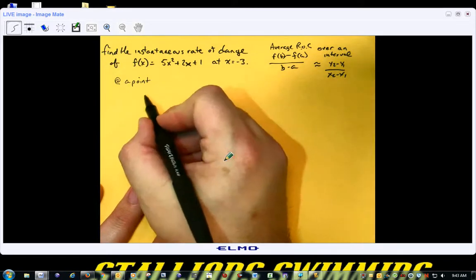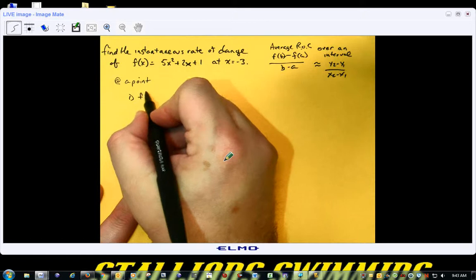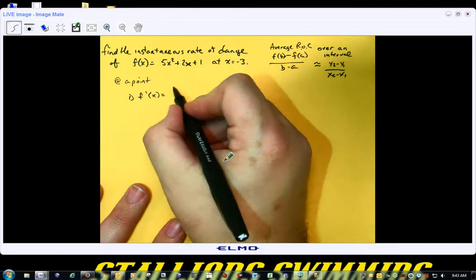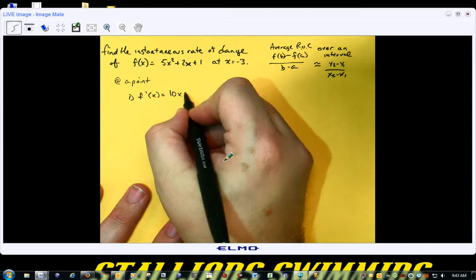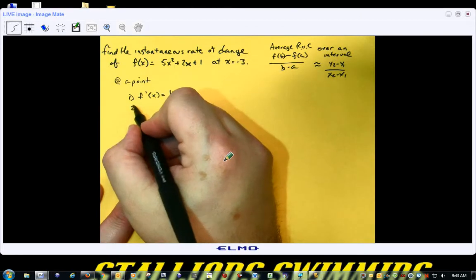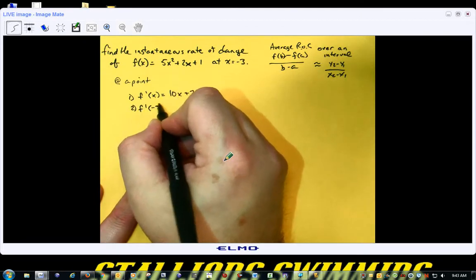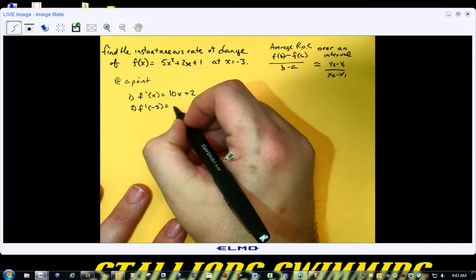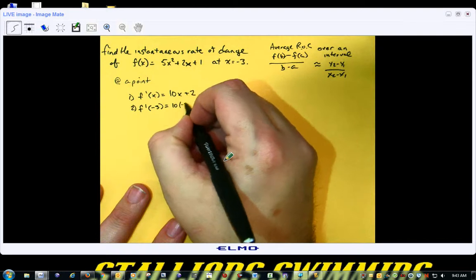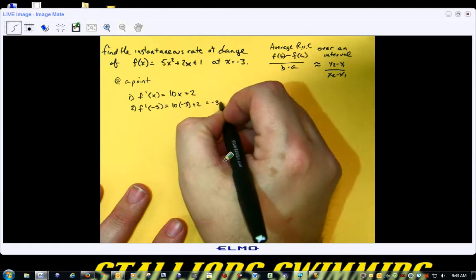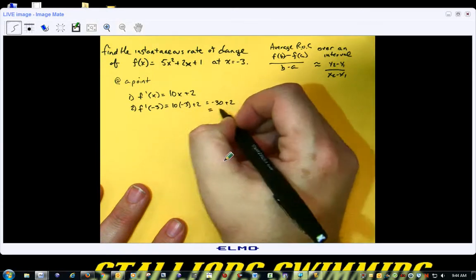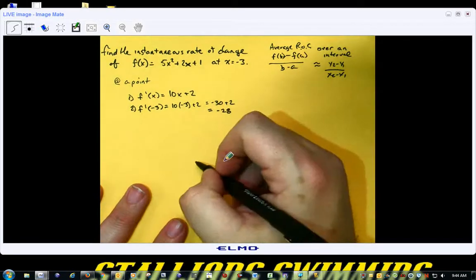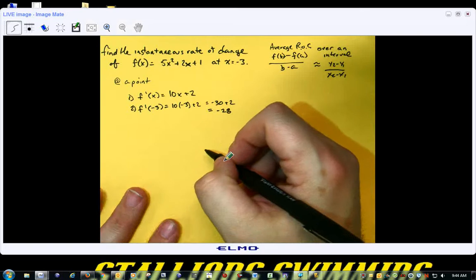So the first thing we have to do is find f prime of x. So what do we get here? 10x plus 2. The second thing is f prime at negative 3, which will give us the slope of the tangent line at negative 3, which would be 10 times negative 3 plus 2, which is negative 30 plus 2, which is negative 28. There's your instantaneous rate of change. It's negative 28. Yeah, that's it.